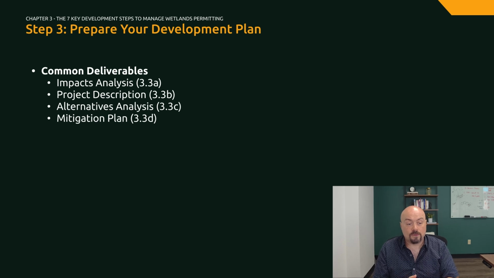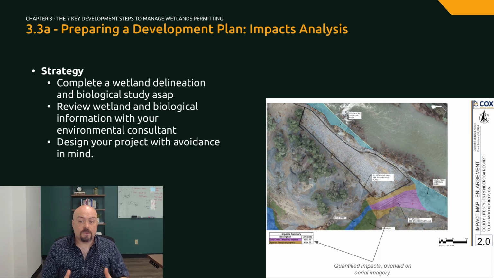Now let's walk through the most common permit application deliverables and some strategies for completing them. First, we want to talk about an impacts analysis, or impacts mapping. This engineered site plan on a river shows how important it is to make sure that you complete a delineation of any wetlands or waters and biological study to identify potential endangered species habitat that may be protected before you get too far with your development ideas.